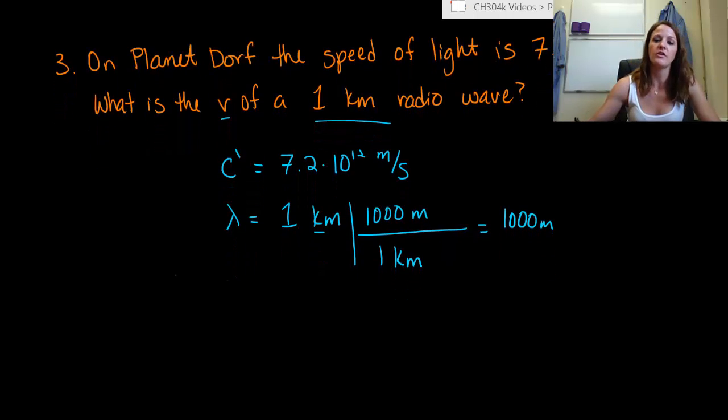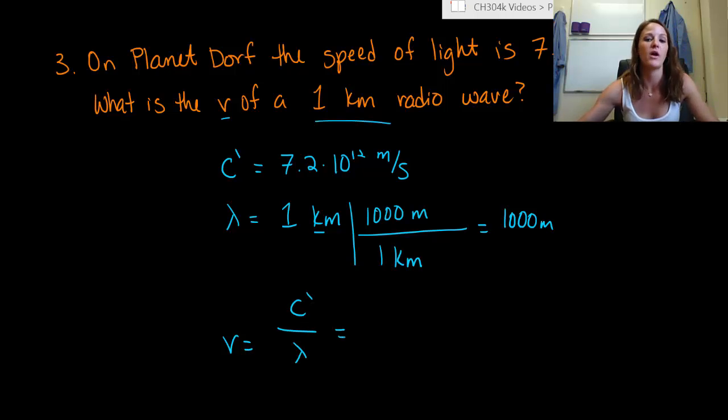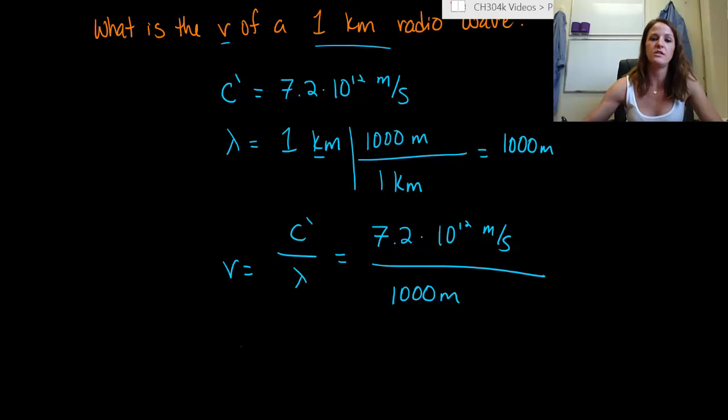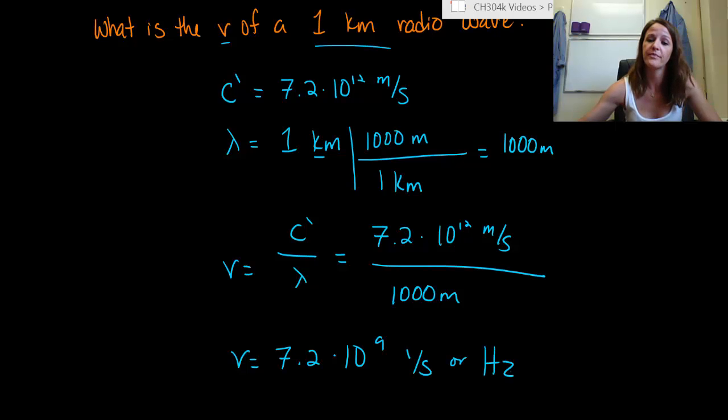All right, so now, solving for frequency. Frequency is equal to speed of light over wavelength, but we're on a new planet, so it's going to be speed of light prime. And so here we go, we have 7.2 times 10 to the 12th meters per second, all dividing this out by 1,000 meters. And on this planet, in this universe, this frequency would be equal to 7.2 times 10 to the 9th inverse seconds, or hertz. That's it.